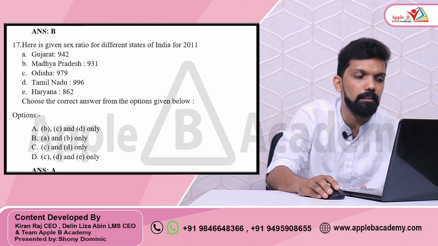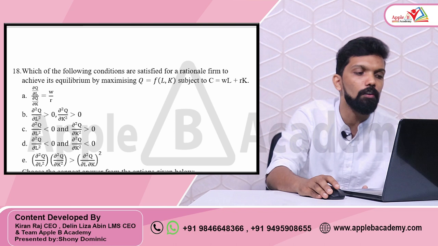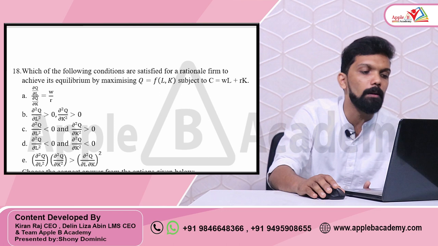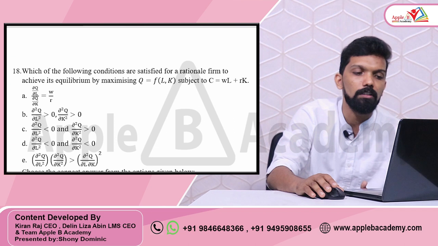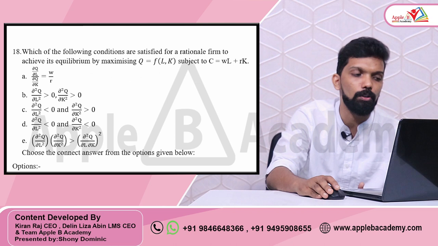Then the next one, which of the following conditions are satisfied for the rational firm to achieve its equilibrium by maximizing Q as a function of L and K subject to C equal to WL plus RK. So different options are given. The right answer for this question is option B, which is A, D and E.